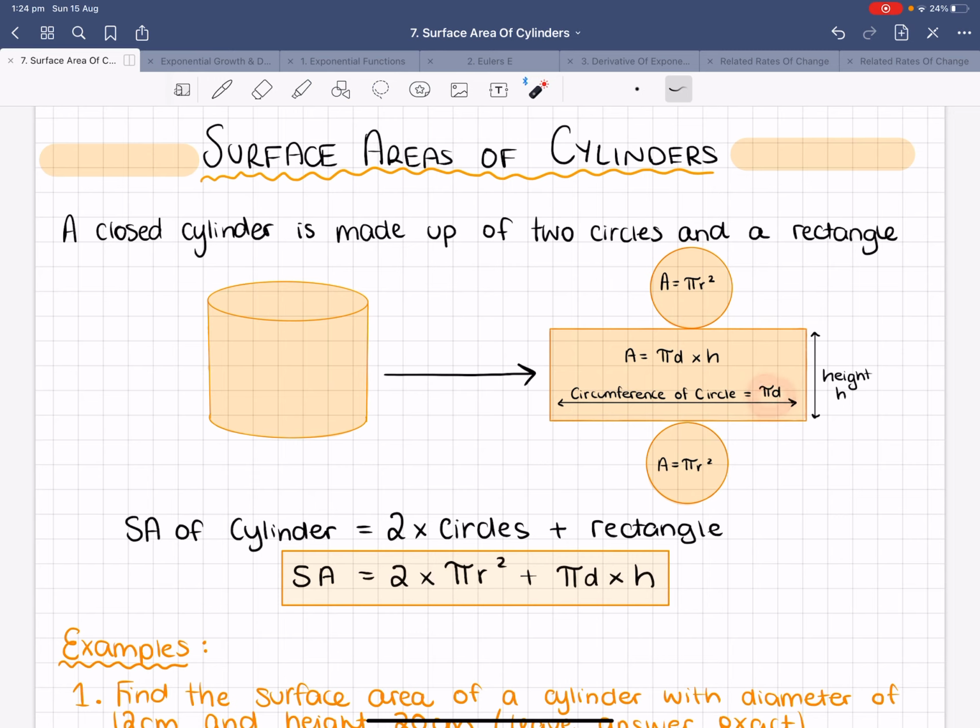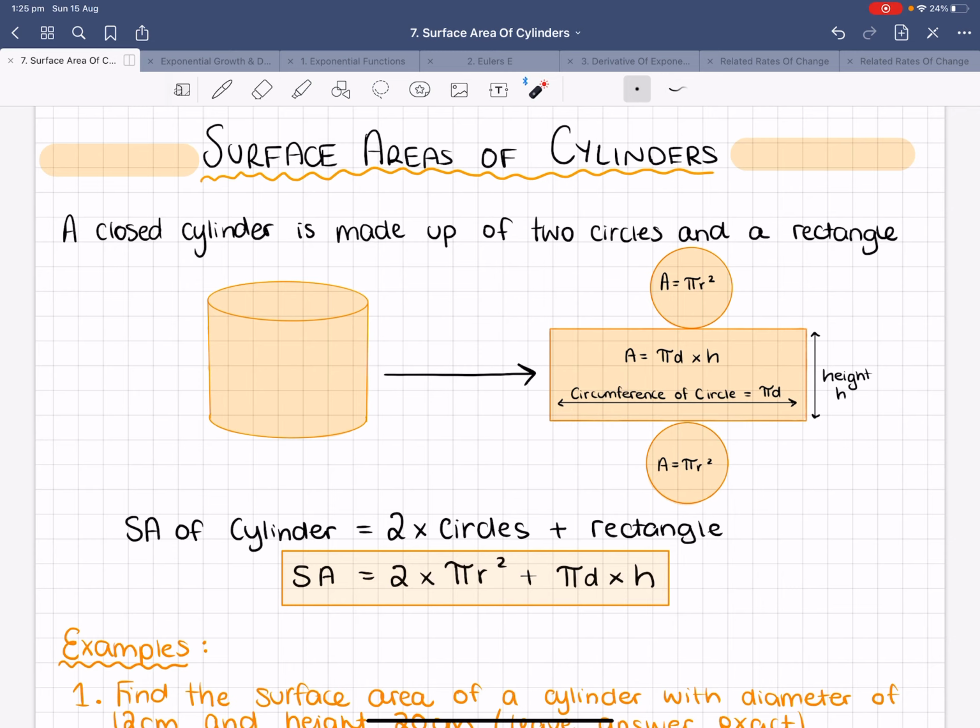Now remember, the circumference is pi times d. Or remember, because the diameter is 2 radiuses, we can go 2 pi r as well. It's the same. And then this here is called the height, h. So that's this part of our cylinder, and that's the outside rectangle part. So our surface area is given by 2 times pi r squared, because we've got two circles, plus the area of the rectangle, which is pi d times h for height.